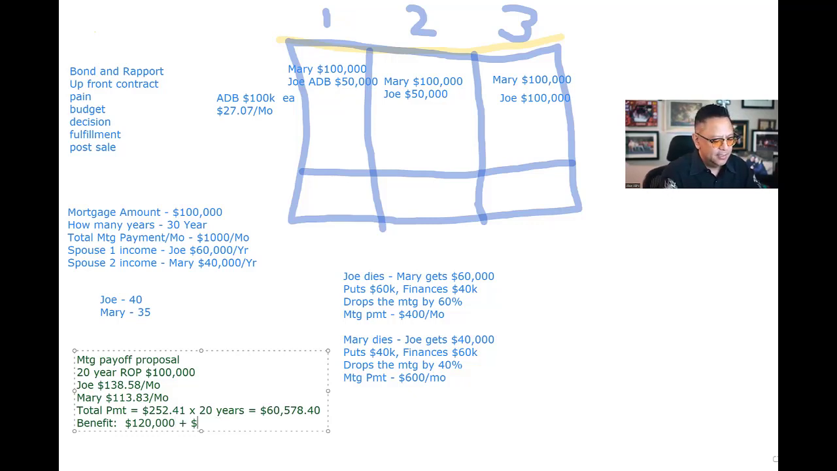Your benefit is $120,000 plus $60,578.40, which equals what, $180,578.40 for the difference of $166.71 per month. So this is what you do, you run it through a financial calculator.